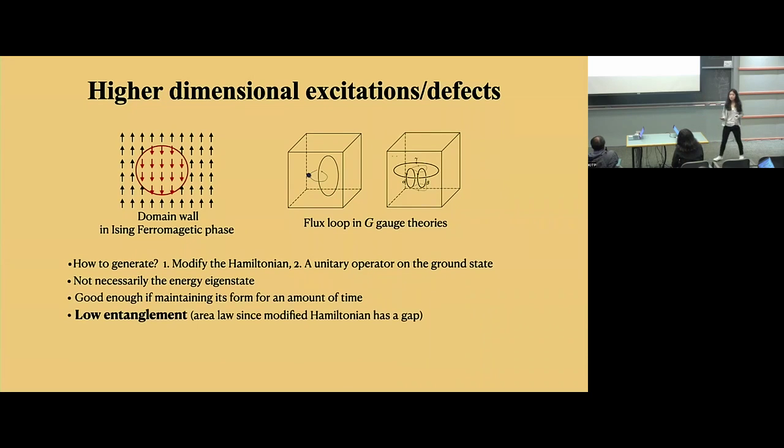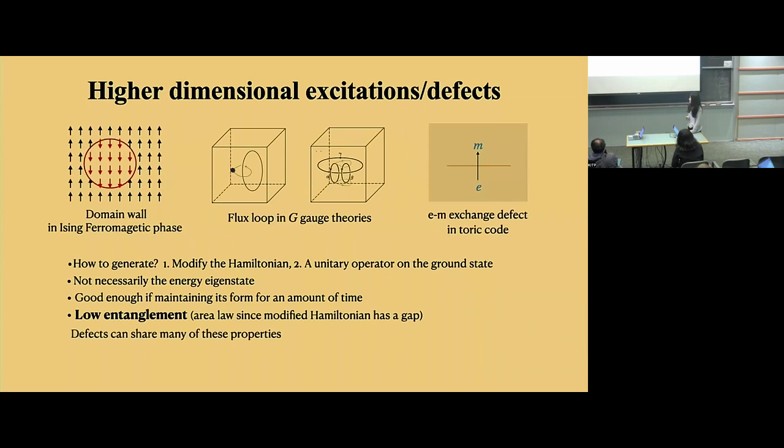But a crucial feature is that even though these states can have extensive energy and be high in the spectrum, you can always get them by modifying a gapped Hamiltonian. And after the modification, the Hamiltonian is still gapped. That means this kind of excitation, as a ground state of the modified Hamiltonian, still satisfies the entanglement area law. So low entanglement is a big feature of these excitations, which can be of arbitrary dimension. That's the key feature we want to keep track of when we describe such excitations.